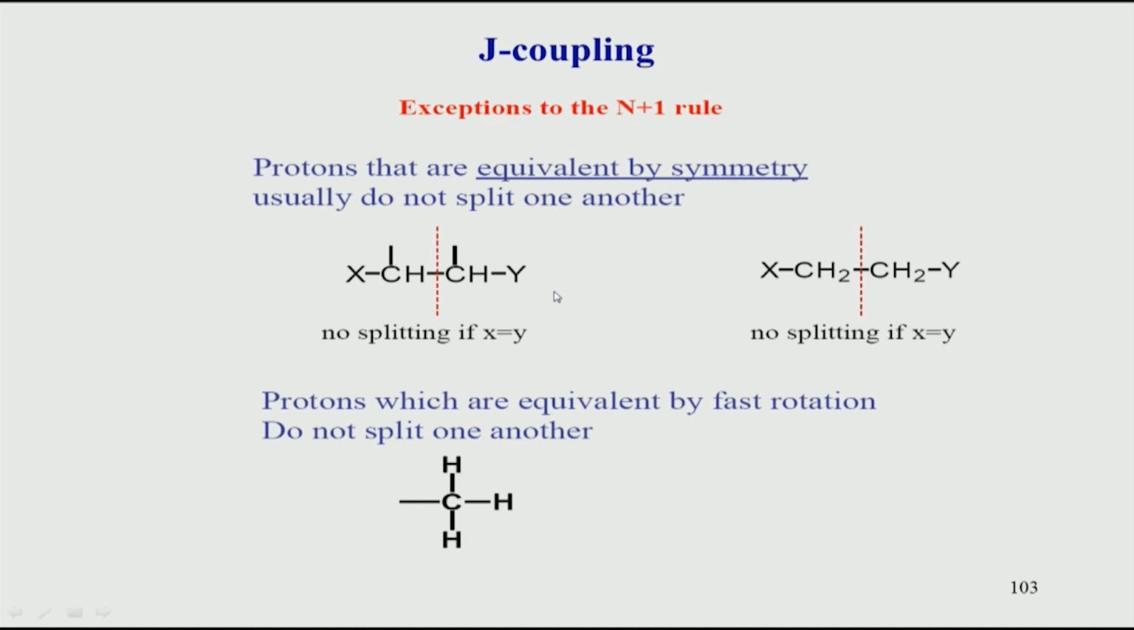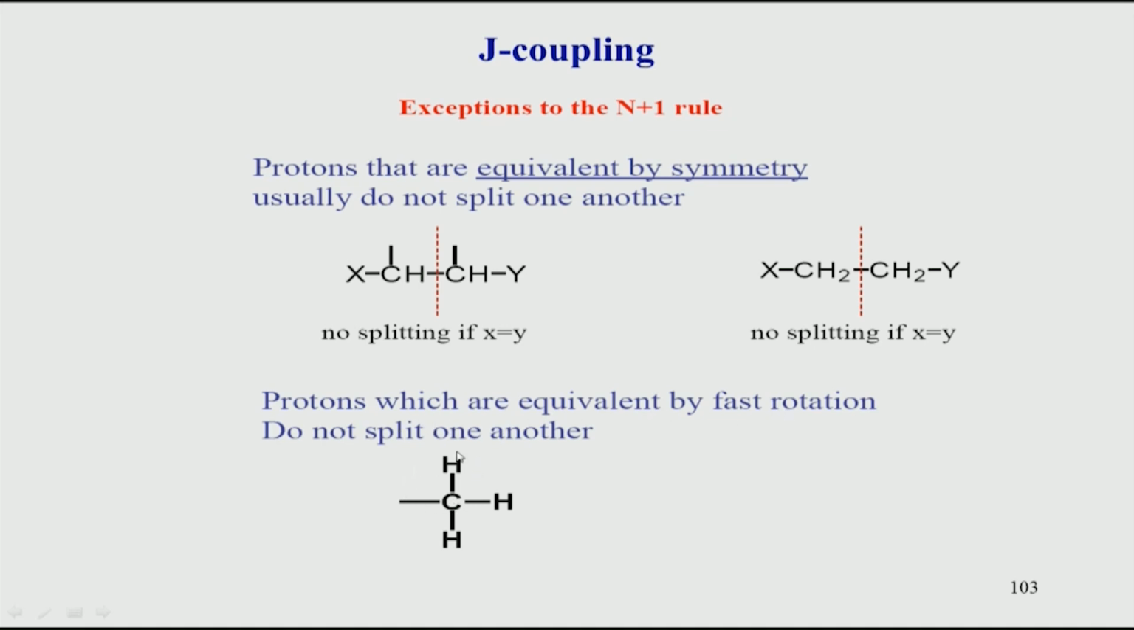So, this is what we saw in the earlier case, that in this case if these two hydrogens, suppose X and Y, are not the same, then these two hydrogens are not similar, and therefore this hydrogen will be split by this hydrogen and this hydrogen will be split by this hydrogen. So, basically the point here is that protons which are not equivalent split each other. That means if they are equivalent by rotation then they do not split.